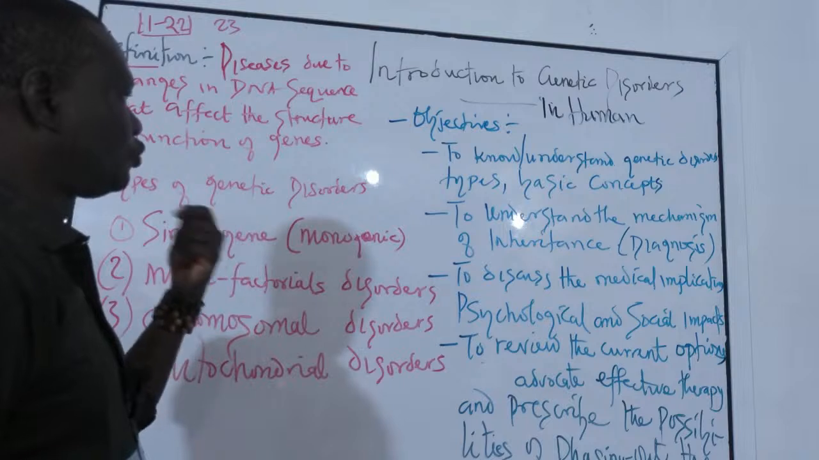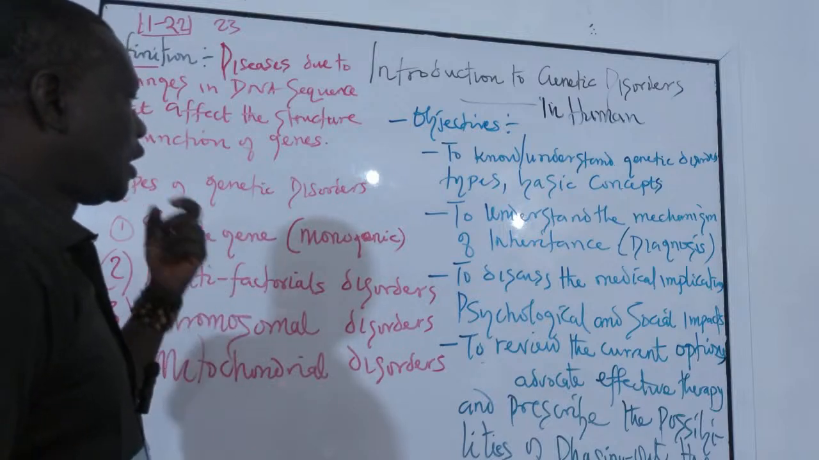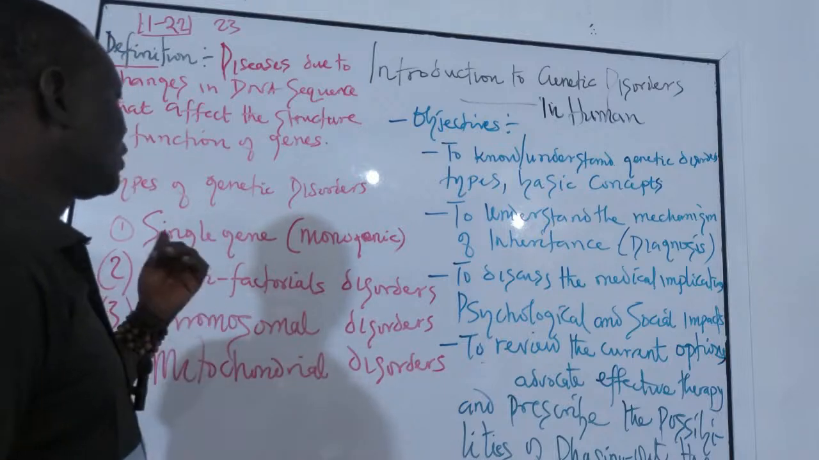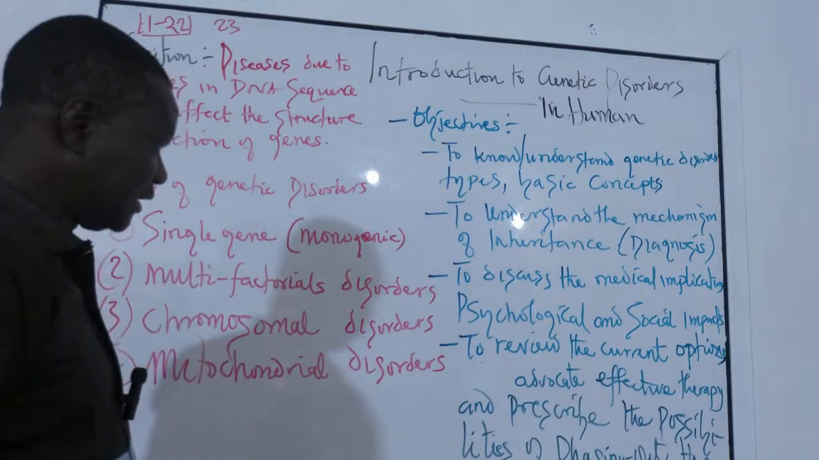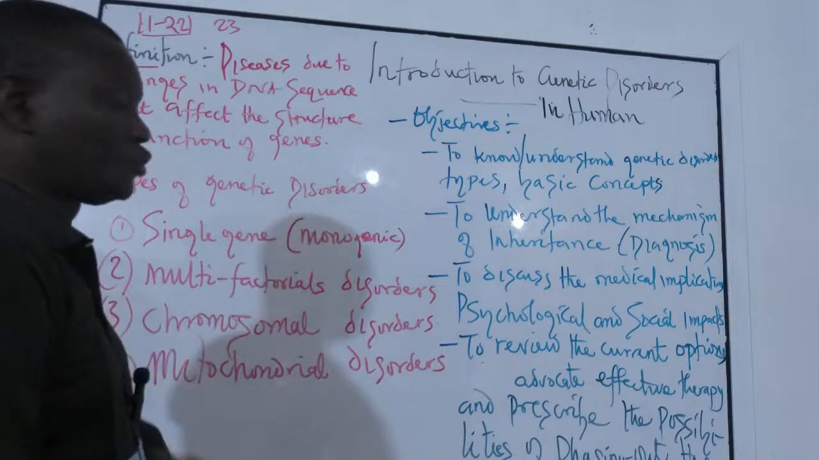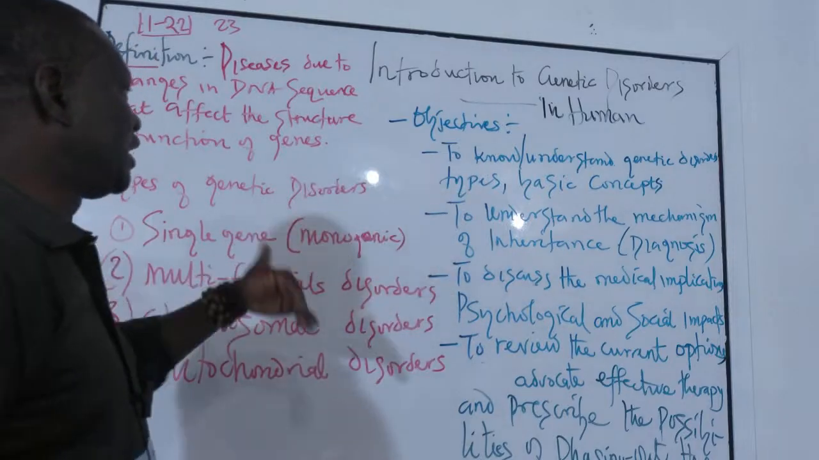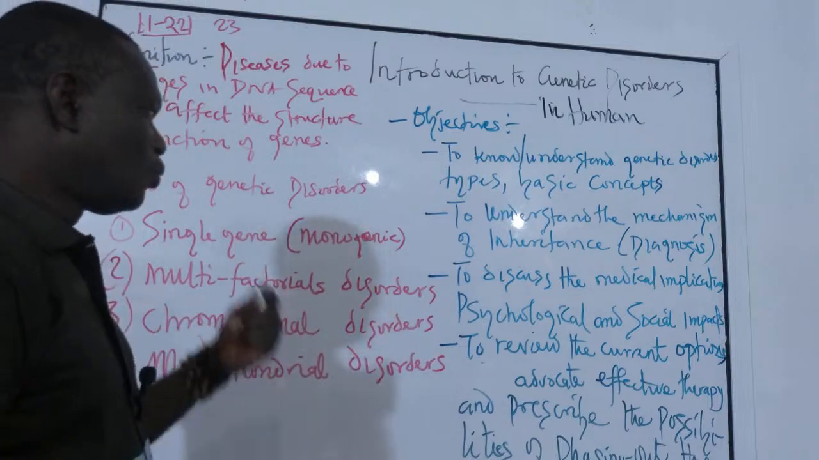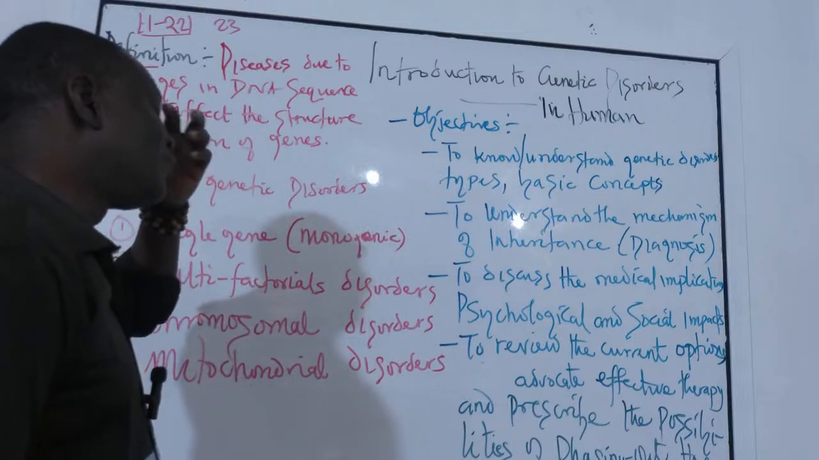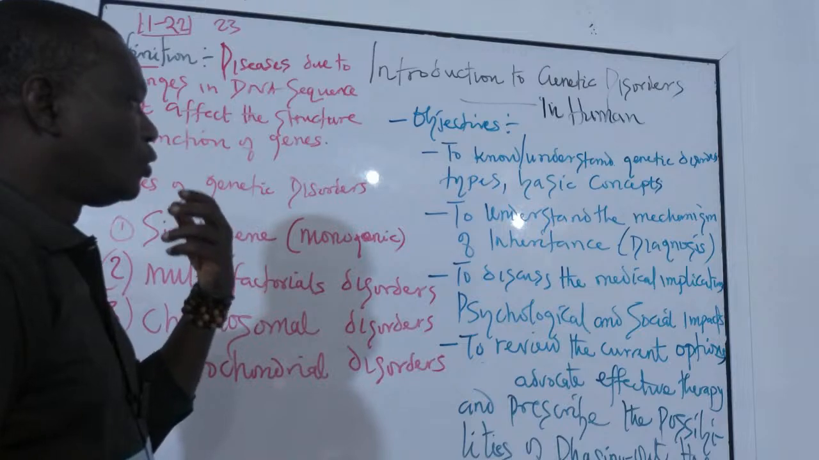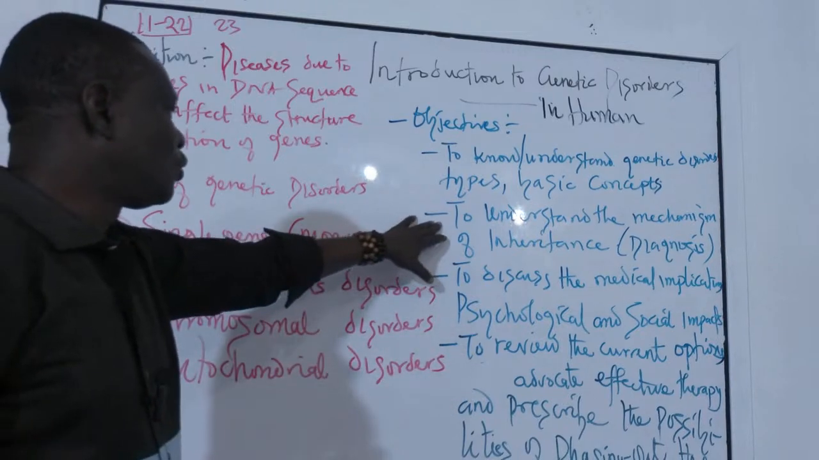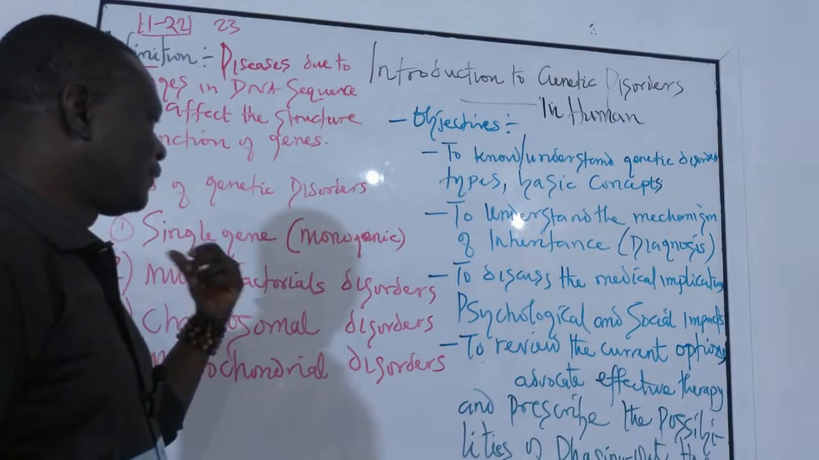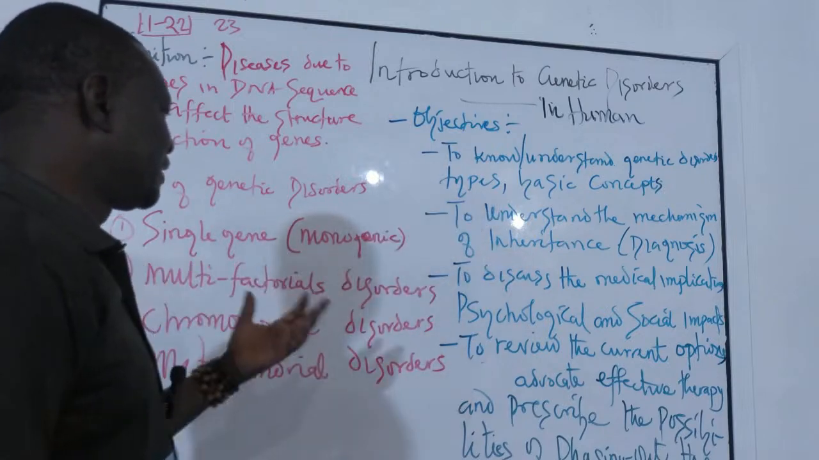The first one is we want to introduce ourselves to understanding what genetic disorders are, and what the types of genetic disorders are, as well as acquaint ourselves with the basic concepts in genetic disorder. Then the second objective is to be able to understand the mechanism of inheritance. That is, we want to be able to diagnose, and part of the tools that we can use in diagnosing it is what is called the pedigree, which we have actually used. So that is to understand the mechanism of inheritance.